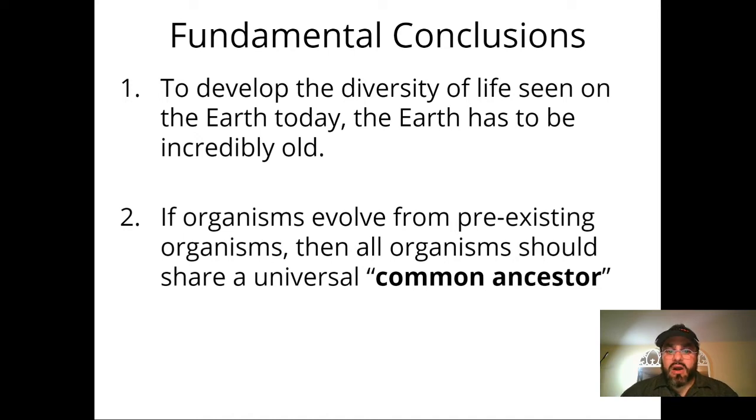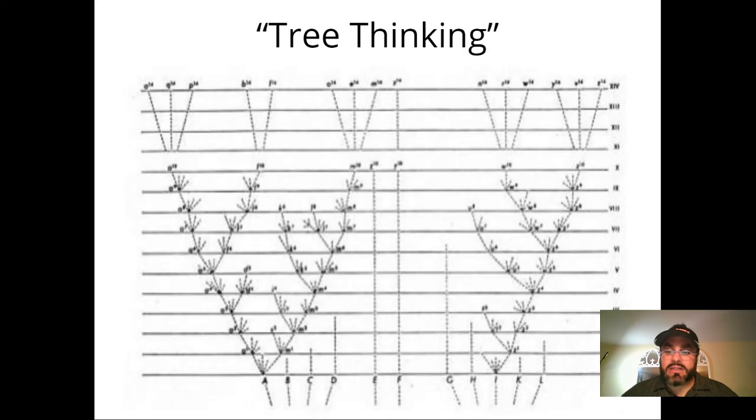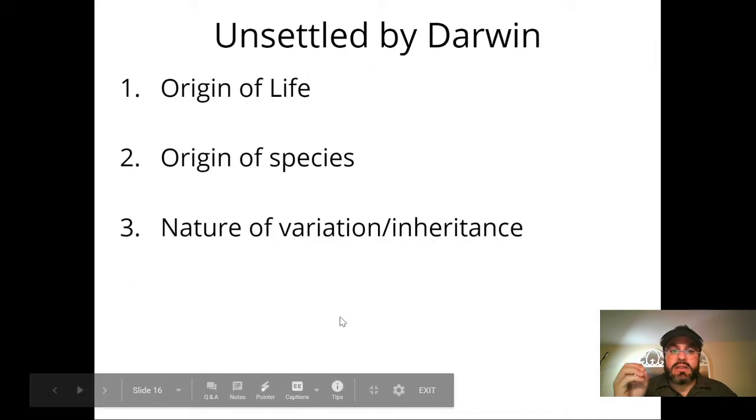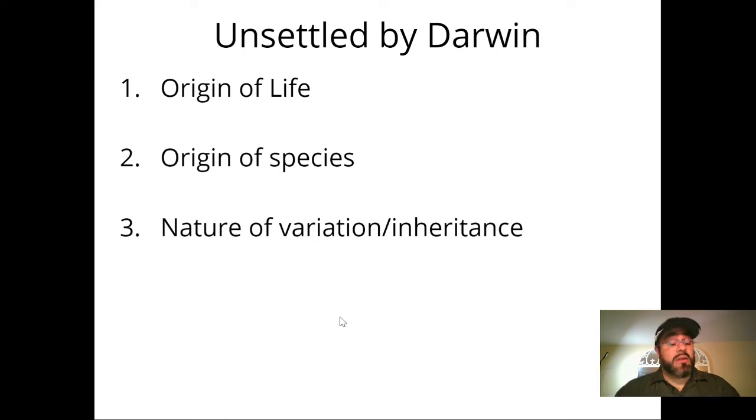And if organisms are related to each other, we should have something as a common ancestor. In fact, most of your textbooks will probably list it as LUCA, the last universal common ancestor, around 3.5 billion years ago. So we are starting to see that there's this tree thinking, that one thing is related to another thing, and that from that some different things came out. And so that really was Darwin's idea. A couple of things that were unsettled by Darwin. Darwin was brilliant. He was brave for what he wrote. But there were some things that he could not know. For example, he did not settle the origin of life. He didn't know. He also didn't really understand the origin of species or the nature of variation and inheritance. He did not understand those concepts.